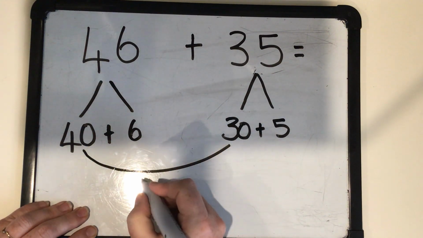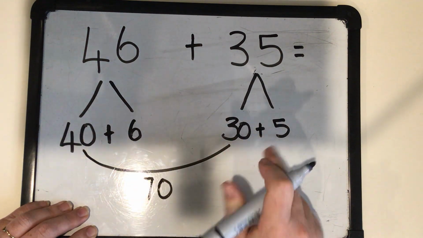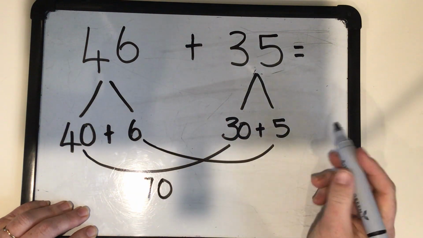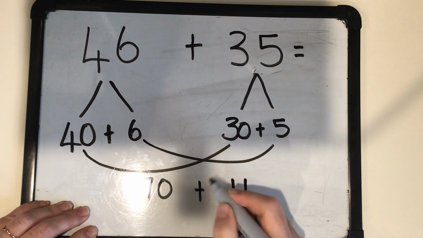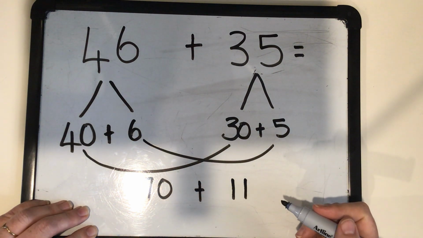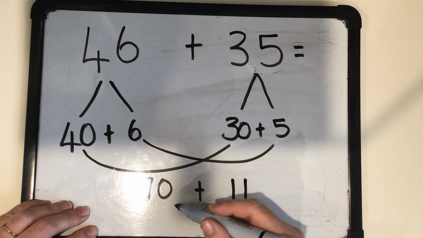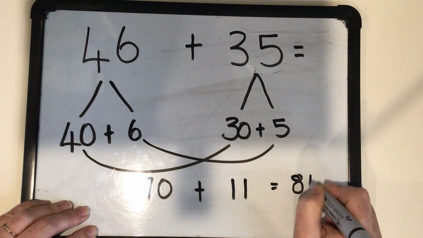Let's connect our tens. 40 plus 30 is 70. Let's connect our units. 6 plus 5? 6 plus 5 equals 11. We have to now add these. Can we do that? Some of you might be able to do it in your mind. 70 plus 11 does equal 81.